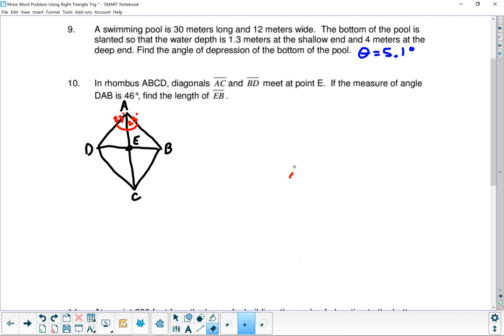Okay. Find the length of EB. So just that little piece. All right. So I'm going to go ahead and draw this triangle out. Right. So that looks like, oh, phone call.